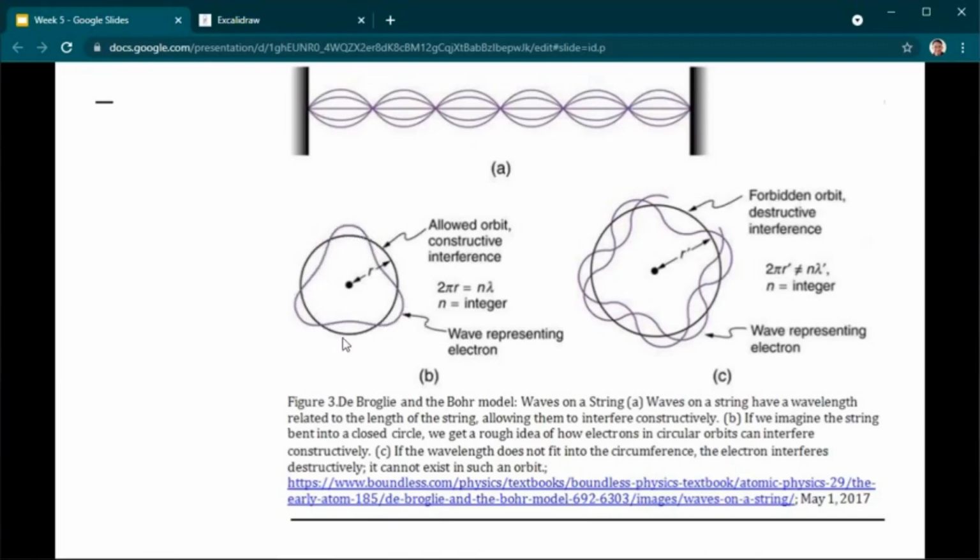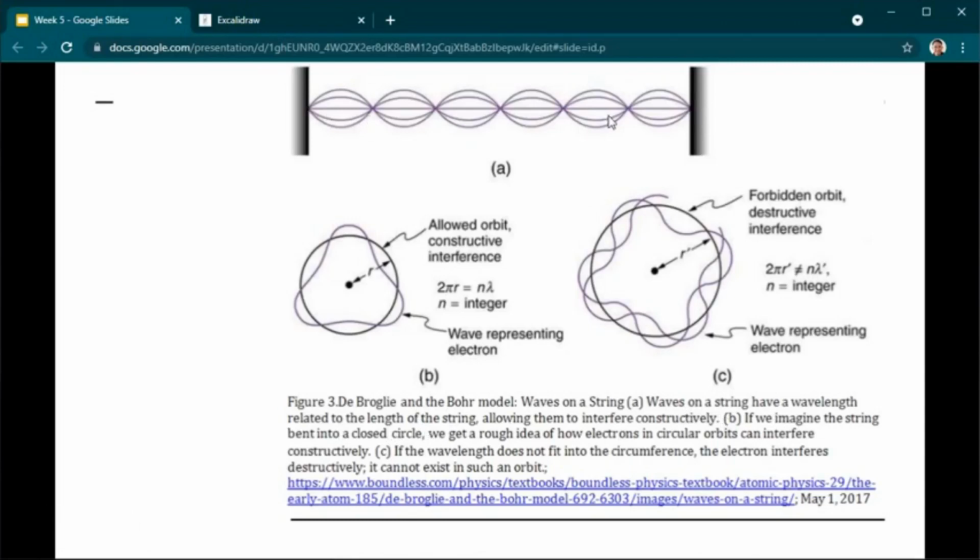It is a wave-like shape. I mean, so this one. Okay, so the boy and the Bohr model. Waves on a string, letter A. Waves on a string have a wavelength related to the length of the string.